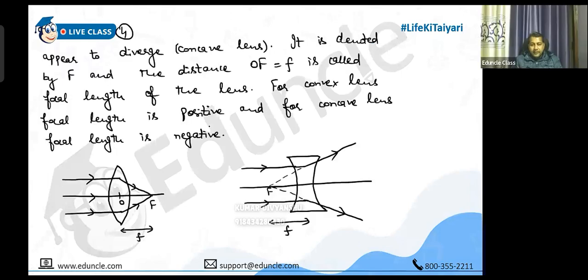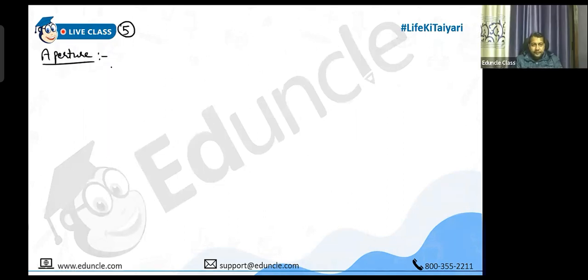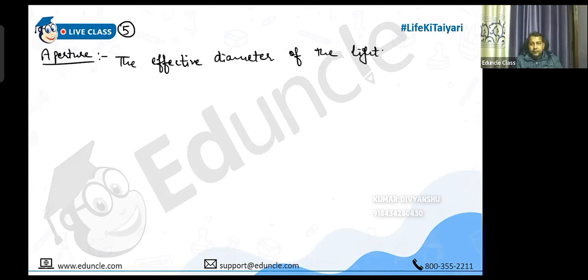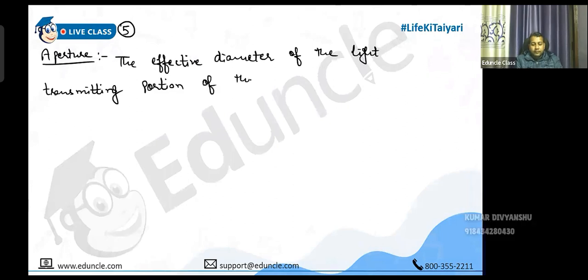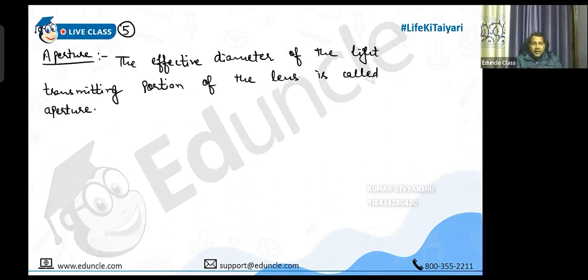Aperture is actually the effective diameter of the transmitting portion of the lens. This is the transmitting portion, so that diameter. And aperture decides the brightness of the image, because if the aperture is more, then more light will be able to enter the lens, so the image will be brighter.